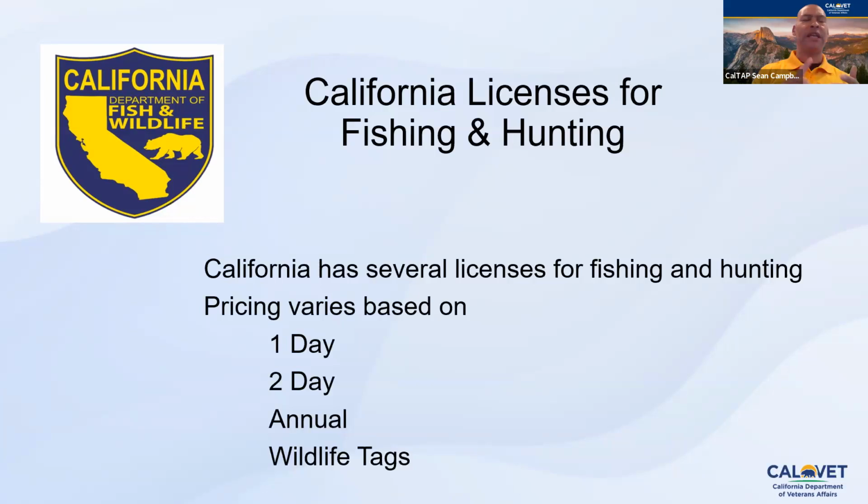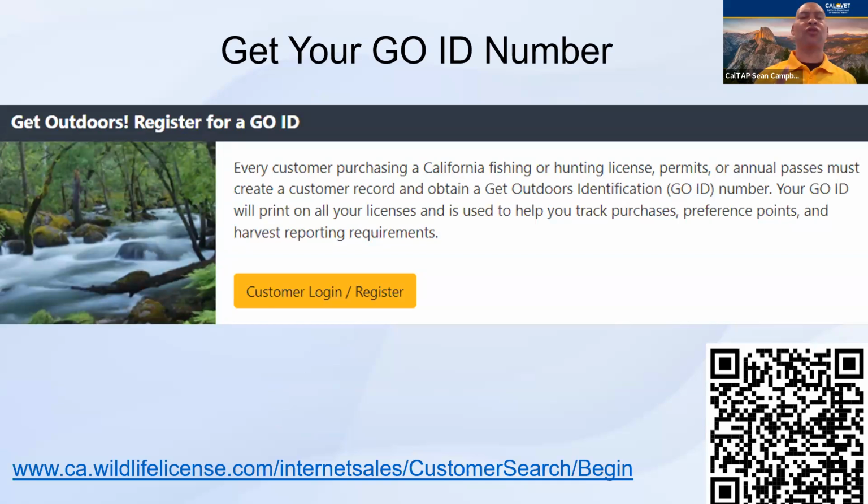What I really want to focus on is getting a Go ID number, because that's where it all starts. For every customer that's purchasing a fishing license or a hunting permit or an annual pass, you have to get what's called a Go Get Outdoors number. It's called a Go ID number. And it'll print up on all your licenses and track your purchases. And it really lets you also do a good look back on what you've done. So to do that, you want to go to calwildlifelicense.com.